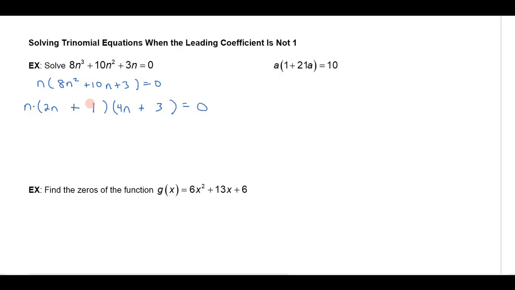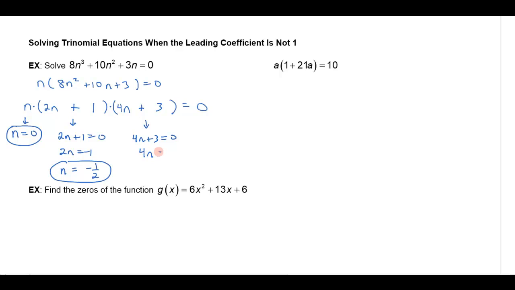Alright, so now that I have factored that, I have three numbers that are multiplied together to give me 0. Either the first number has to be 0, and don't forget that. That's the most common mistake I think students make when solving a problem like this. Or the second number could be 0, or this third number, 4n plus 3, could be 0. So n equals 0, that's solved right there. Here I have to go a little further. 2n would be negative 1, and n would be negative a half. Or here, 4n would be negative 3, and n would be negative 3/4. Okay? So those are my three solutions by factoring.